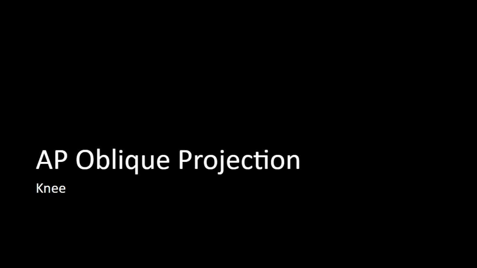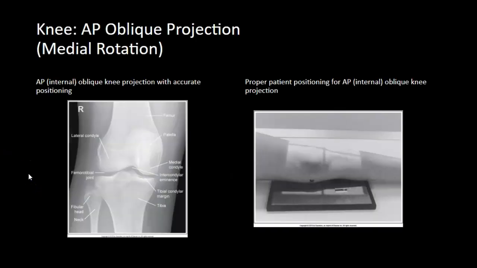Let's continue on to our AP oblique knee projection. Image analysis guidelines for the AP oblique projection, specifically the medial oblique, state that the fibular head should be demonstrated free of tibial superimposition. The lateral femoral condyle should be in profile without superimposing the medial condyle.